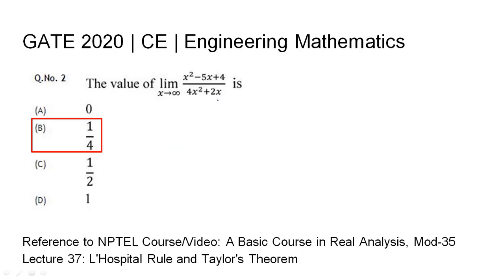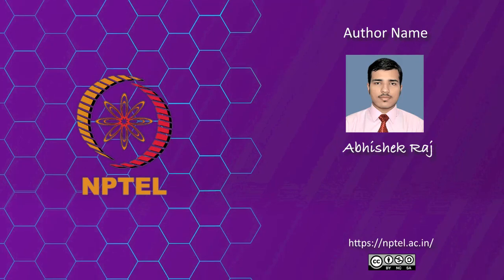So the value of limit x tending to infinity of (x square minus 5x plus 4) by (4x square plus 2x) was found out to be 1 by 4 using the L'Hospital's rule. The relevant NPTEL reference has been listed here.